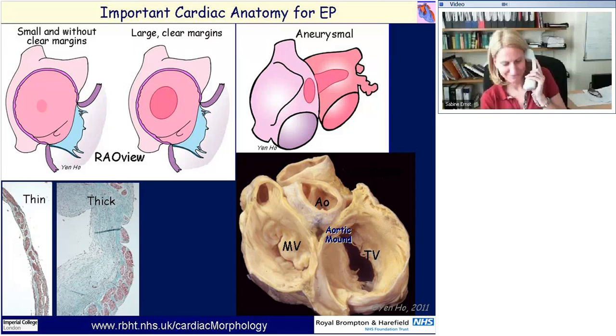Which aortic sinus is closest to the atrial septum? The right coronary aortic sinus, A, the non-coronary sinus, B, the left coronary sinus, C, or D, none of the above? You actually have the picture in front of you, so I expect 100% correct answer.